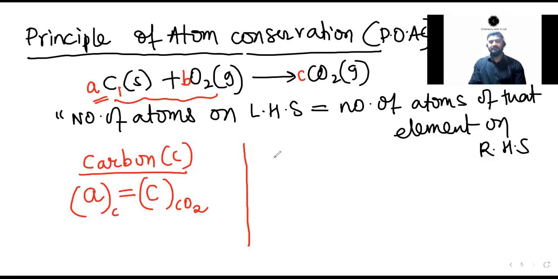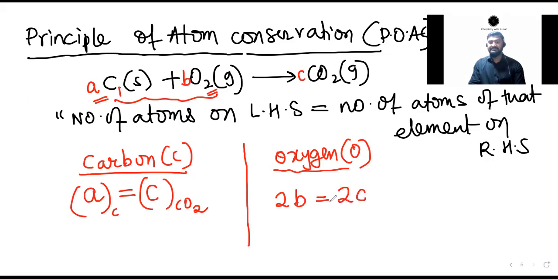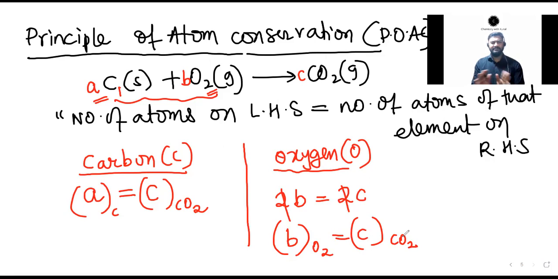Simple. Let's make the balance for oxygen atom O. What is the balance of oxygen atom O? On the left hand side, our number of oxygen is 2B. See, 2 atoms of oxygen times B, 2B. On the right hand side, how many do we have? 2C. So we have B for oxygen equal to C for CO2. This is how we can use the principle of atom conservation always. You can make a balance for oxygen and then write these things.